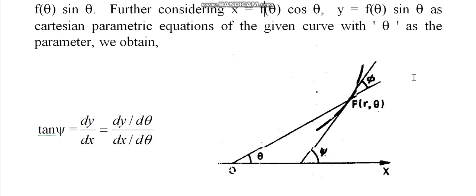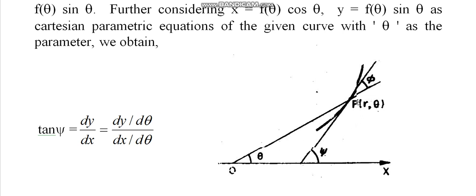So what we are doing here, this is the curve r is equal to f of theta, the given curve. Ox is the initial line, and OP is the radius vector. So the angle POX, denoted by theta, is called the vectorial angle.